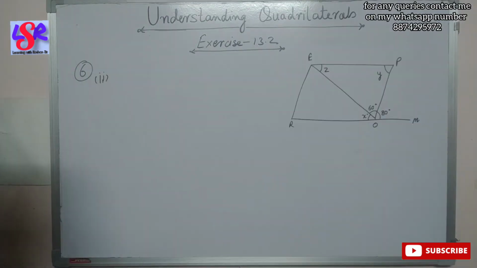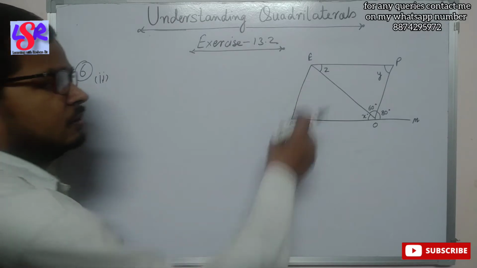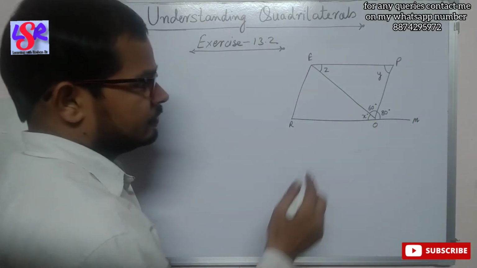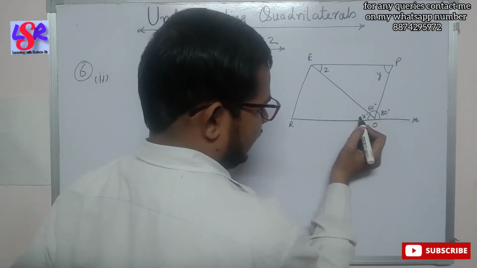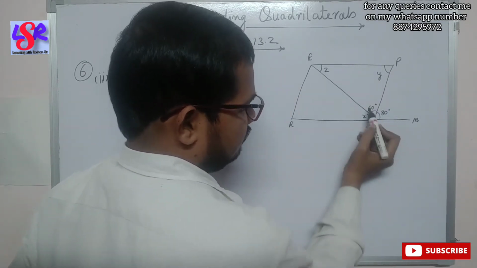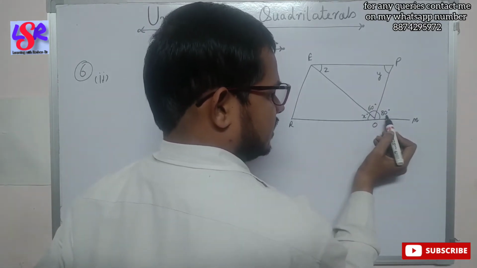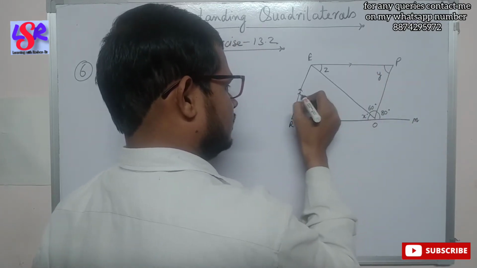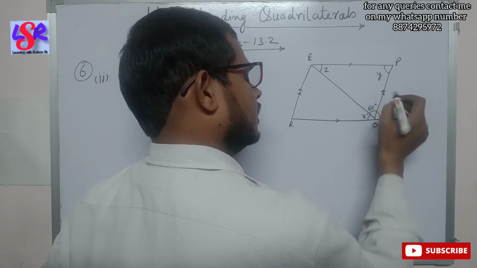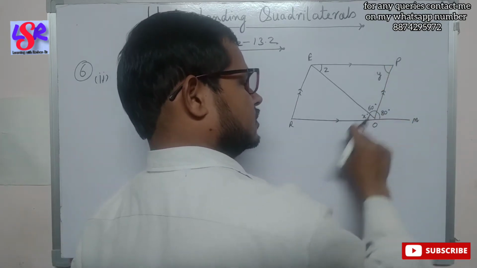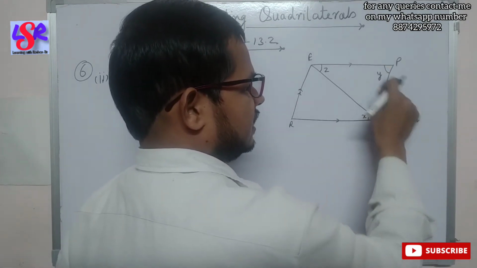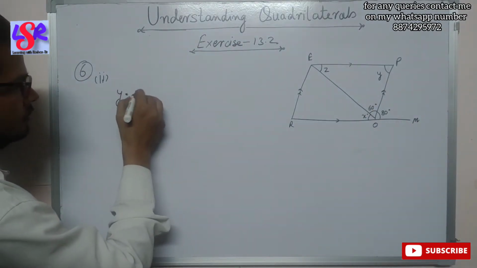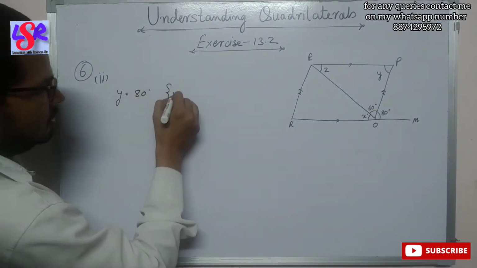Now let's move to the second part of question number 6. Here we have this figure which is a parallelogram ROPE. Then here we have to find the value of x, y and z, and we have been given this angle as 60 degree and this one as 80 degree. Here this line is parallel to this one and this will be parallel to this. Now as this line is parallel to this, y will be equal to 80 degree as interior alternate angles.